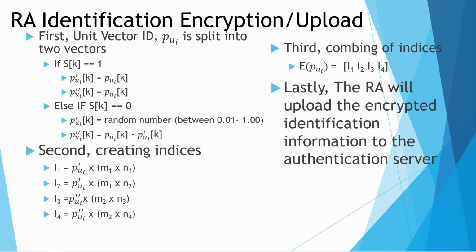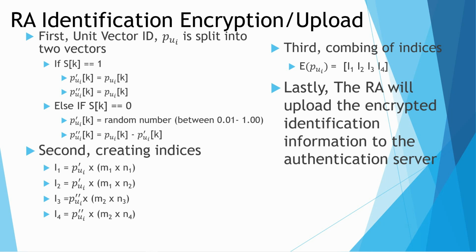So first, the drone's unit vector ID is split into 2 vectors. Using the binary vector S, if the element is 1, it sets the 2 vectors equal to the elements of the unit vector ID. Else, if the element inside of S is 0, then in that position, the first vector is a random number between 0.01 and 1, and the second vector is equal to the element inside the unit vector at that position minus the element at the same position for the first vector.